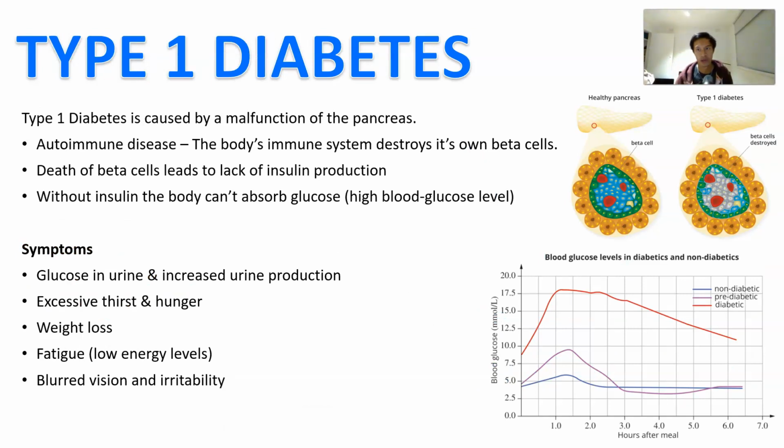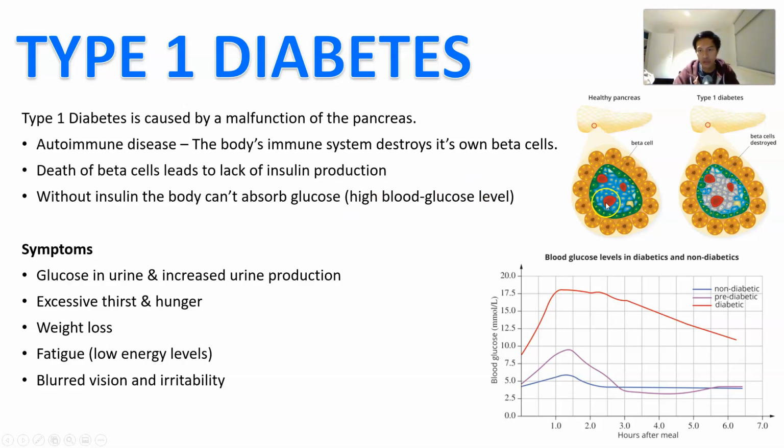Type 1 is caused by a malfunction of the pancreas, and type 1 diabetes is what we call an autoimmune disease. An autoimmune disease is when the body's immune system destroys its own cells. In the case of the pancreas, it is the destruction of the beta cells, the ones that are producing insulin. So death of the beta cells leads to a lack of insulin production. And without the insulin, the body's not going to be able to absorb any glucose, and you get a high blood glucose level, leading to hyperglycemia.